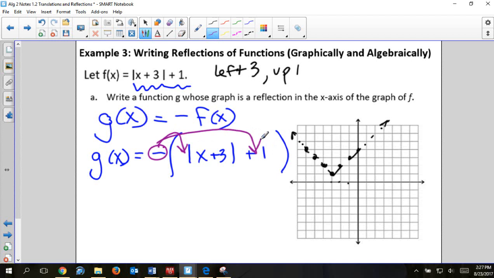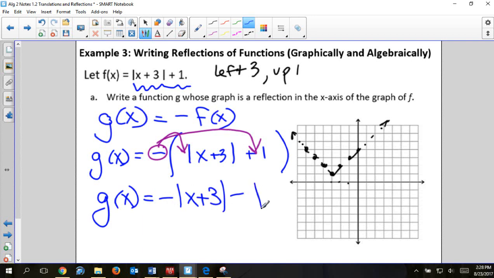And by the way, those absolute value walls, you cannot cross them. They are walls you cannot cross. So that negative sign stays outside. It does not go inside. So we will have g of x equals negative absolute value x plus 3, and then minus 1. It changes the sign of the 1 at the end. If you don't pay attention to detail, you probably miss that a lot. So make sure when we are doing negative the function, it's the whole function.